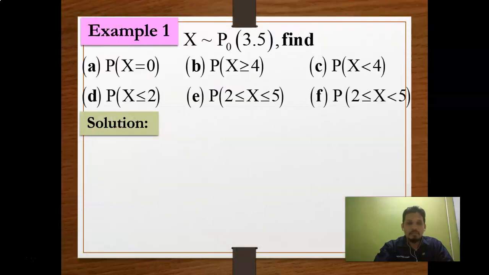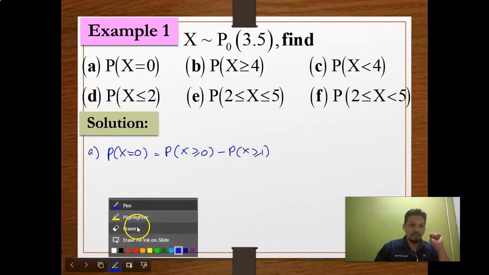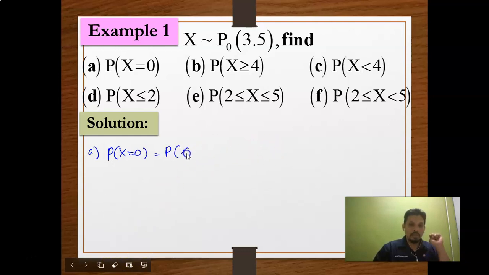Okay, example 1. So find the probability of this. For part A, probability of x equal to 0, and for part B we come up with probability of x greater than or equal to 4. For the first example here we're going to use the formula and the calculator to get the answer. After this, there will be an example where we're going to use the statistical table to get the answer.